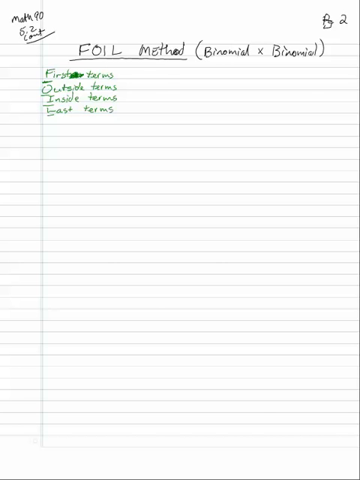So if we have two terms, say A plus B times C plus D. So your first terms would be the A times C. Your outside terms would be your A times D. Your inside terms would be B times C. And your last terms would be B times D.